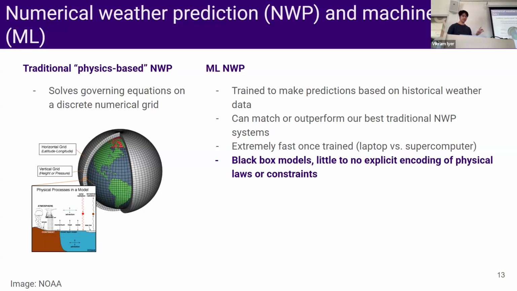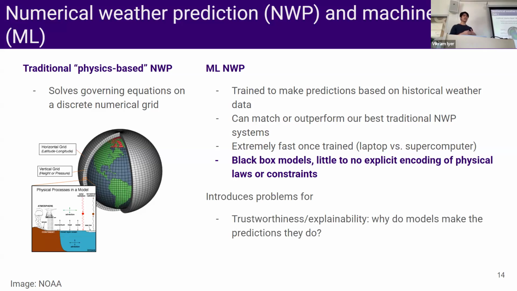One really large caveat about machine learning weather prediction models is that they're black boxes, as is the case with a lot of machine learning models, and that they contain little to no explicit encoding of any physical laws or constraints. So we haven't written down explicitly any governing equations of motion of the atmosphere. So they're doing really well, but they somehow don't have an explicit notion of physics in them. And this poses problems for several reasons.